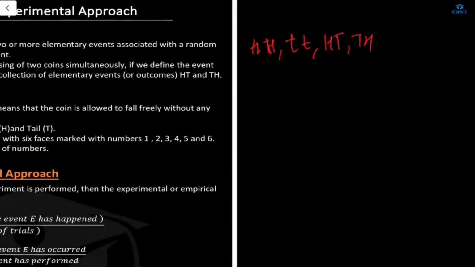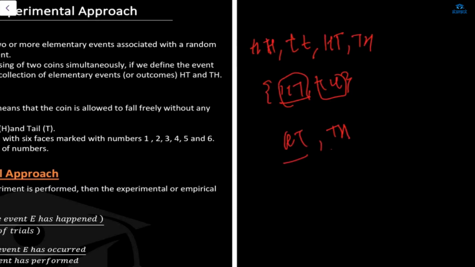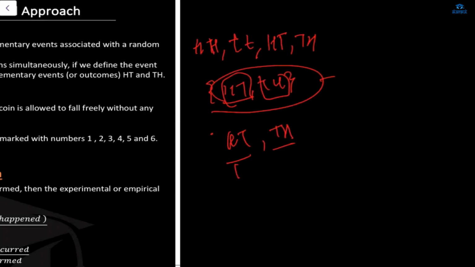Okay, probability of getting only one head. So how many outcomes are you having? HT and TH. So this HT and this TH are the elementary events, and this whole is a collection of elementary events.